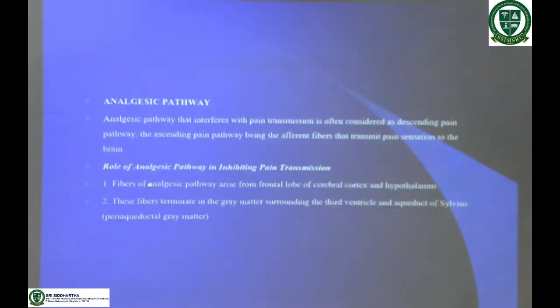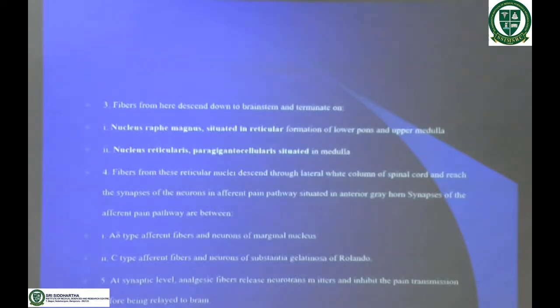The fibers of the analgesic pathway arise from the frontal lobe of the cerebral cortex and hypothalamus. These fibers will terminate in the grey matter surrounding the third ventricle and aqueduct of Sylvius, that is the periaqueductal grey matter. Third, the fibers from here descend down to the brain stem and terminate in the nucleus raphe magnus, situated in the reticular formation in the lower pons and upper medulla, then the nucleus reticularis paragigantocellularis situated in the medulla.